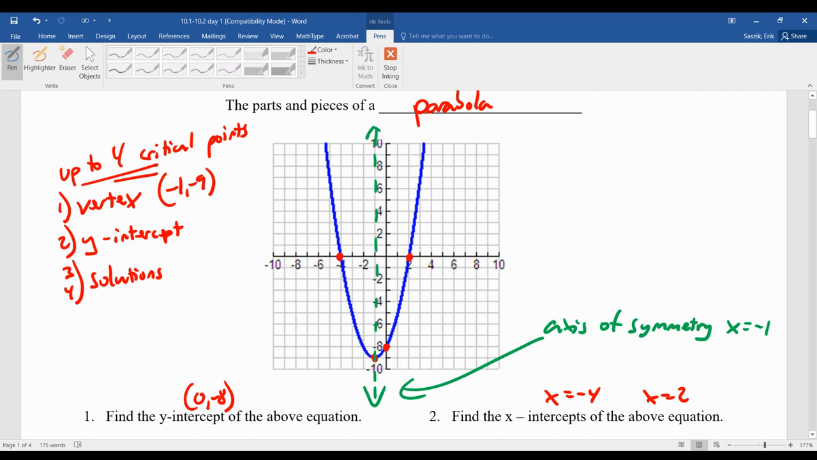Now realize there's this point here that seems a little bit strange, but there's a mirror. You see how these solutions are 1, 2, 3 units away from the axis of symmetry on both sides. It's a mirror image, so if you wanted a 5th point, that would be right there. It's not called a critical point, but that's the mirror image of this y-intercept.